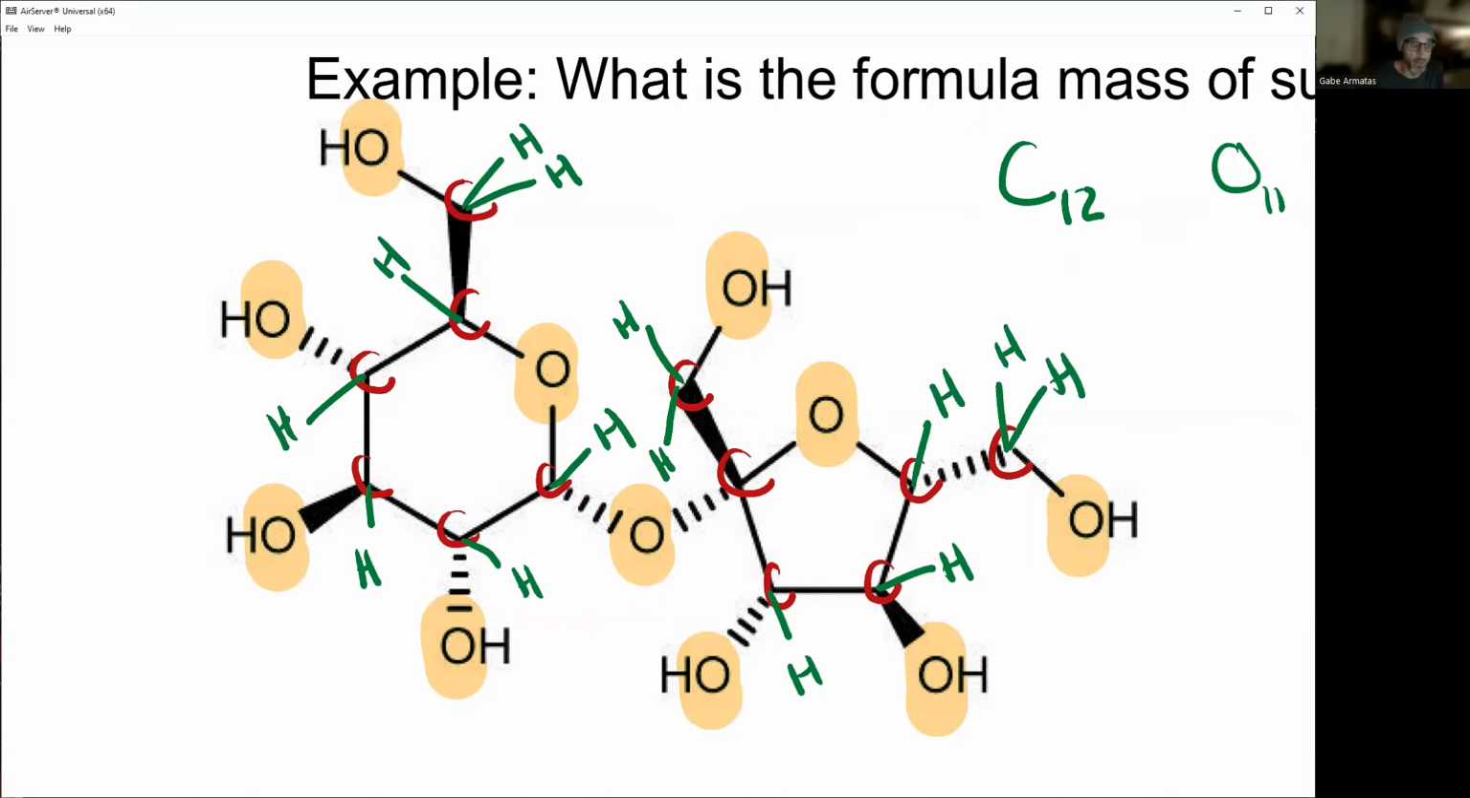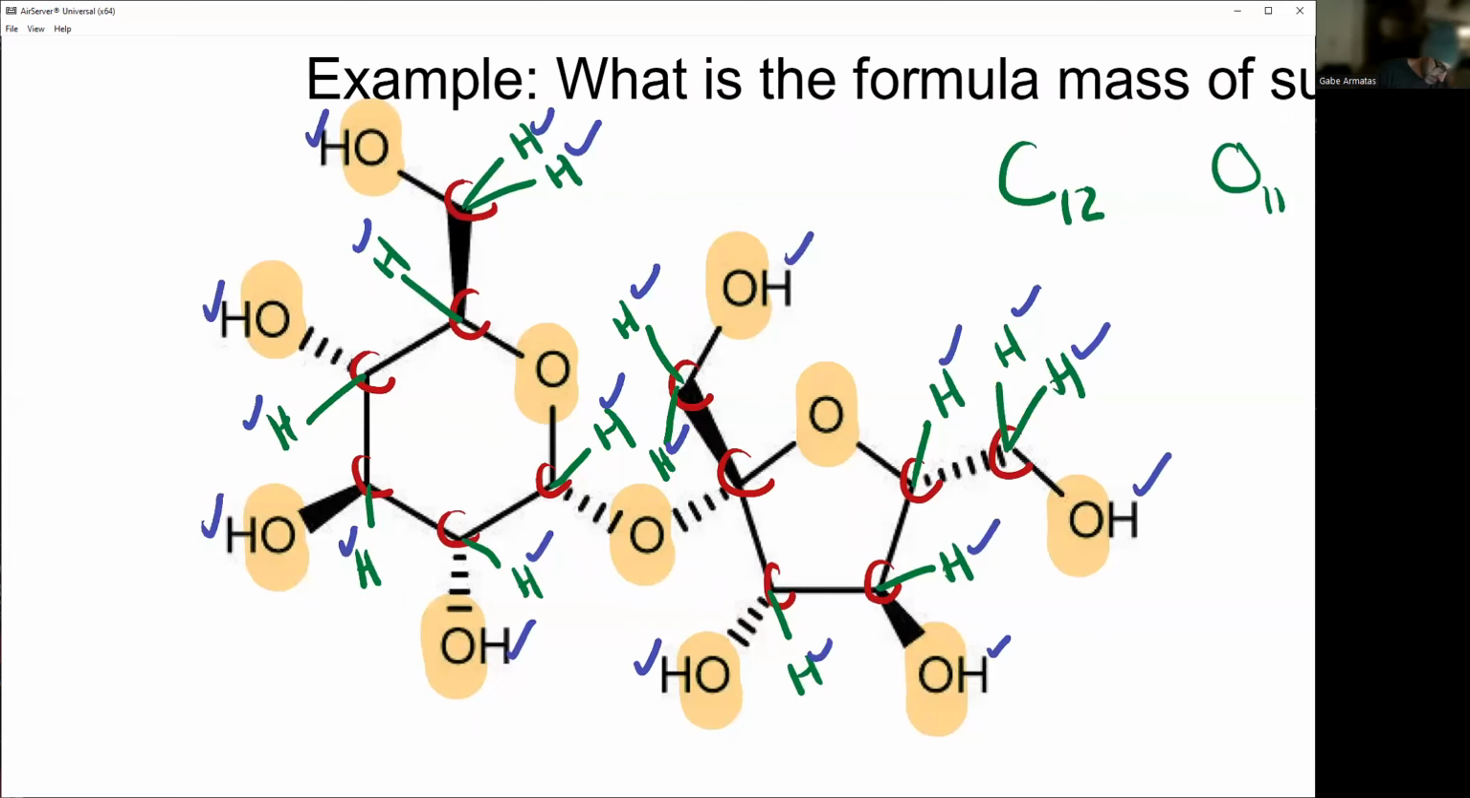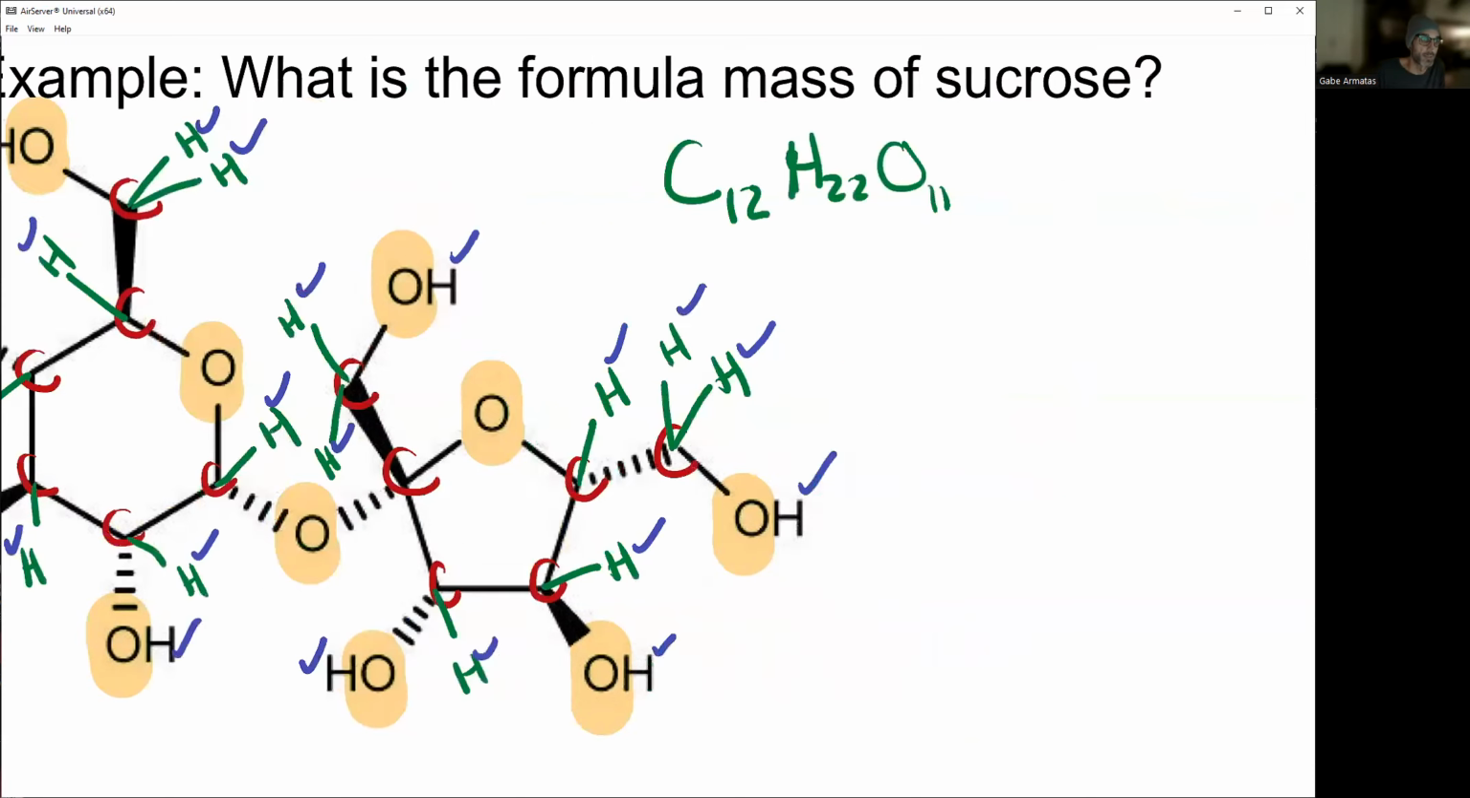Let's count all of the hydrogens that we have. And I'll do check marks of these. 1, oh, not that one. 1, 2, 3, 4, 5, 6, 7, 8, 9, 10, 11, 12, 13, 14, 15, 16, 17, 18, 19, 20, 21, 22. And I think that's it. So H22. Okay. That is really what I care about.